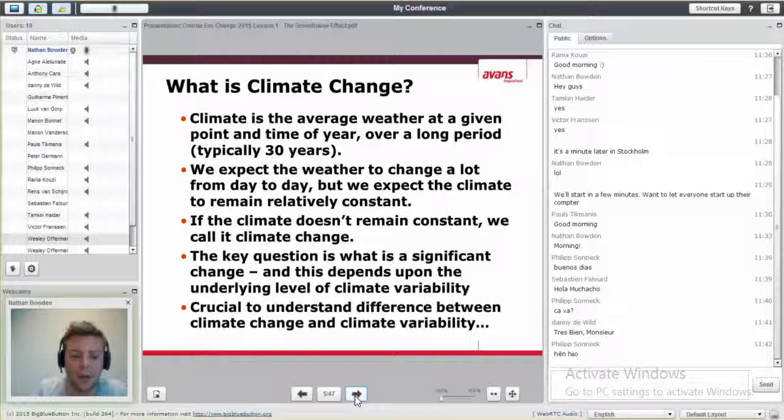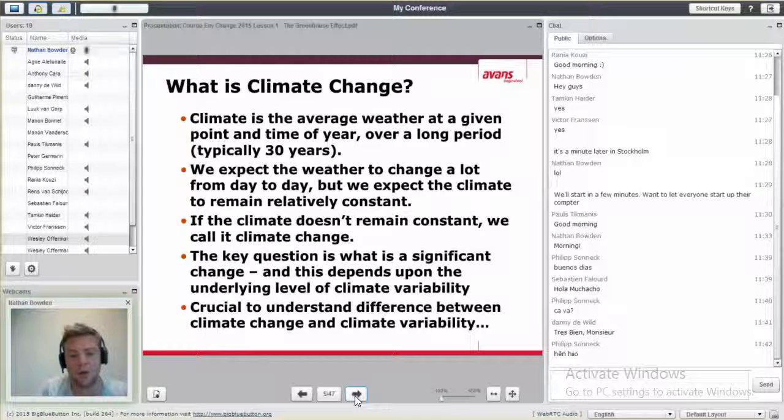So climate is a much broader definition than weather, because weather changes a lot. It changes from day to day, but climate should remain relatively constant. Although, again, this is not true. We'll be talking about natural change to climate in today's lecture. But it should remain relatively constant in a 30-year period. If it doesn't remain constant for any reason, if it's anthropogenic, meaning by humans, or if it's natural, it's still called climate change. So the difference between anthropogenic climate change and natural climate change.